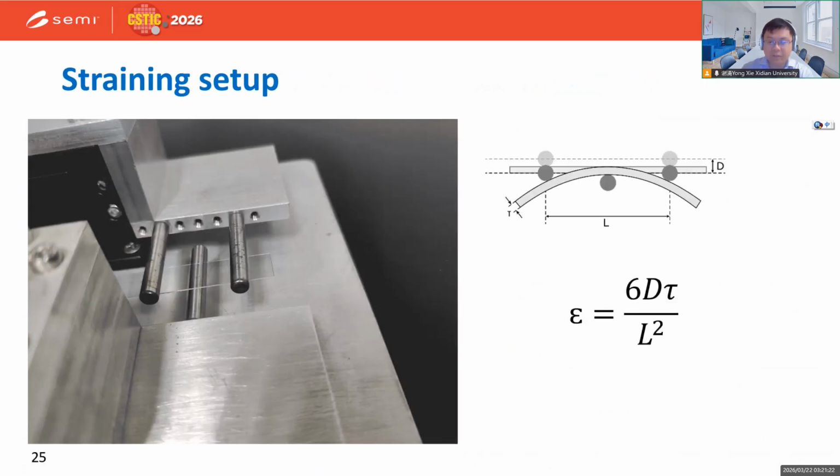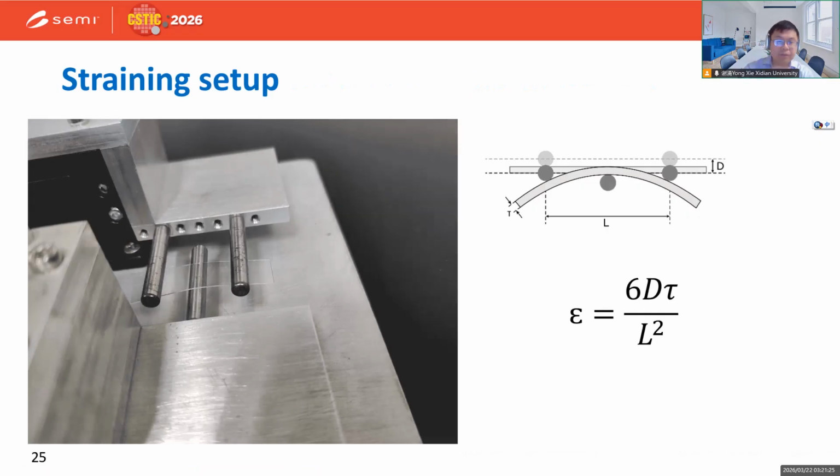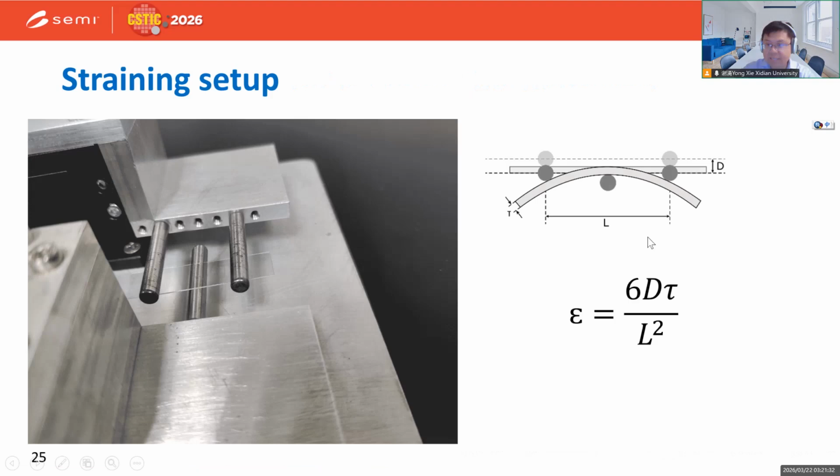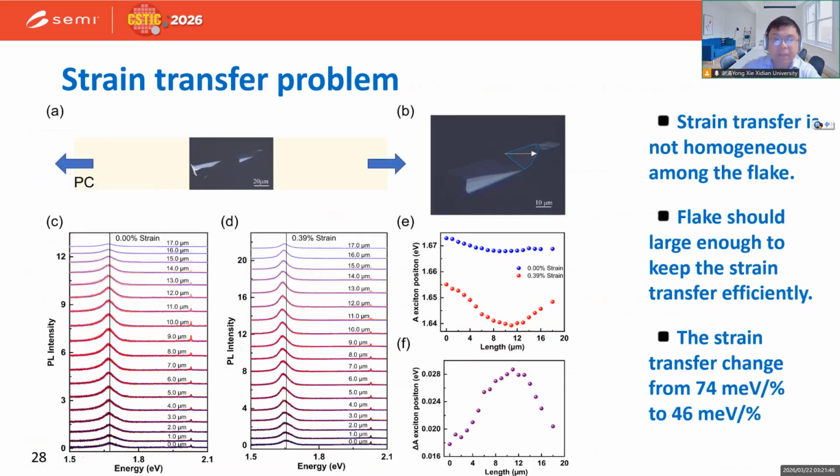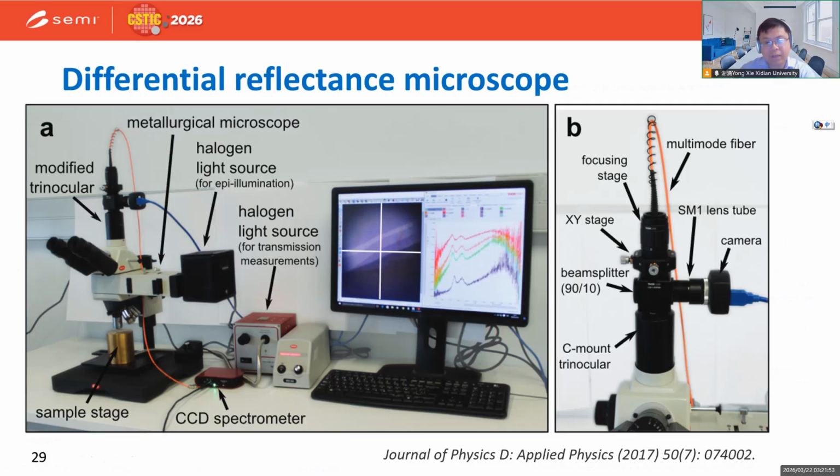ideas first. So we just use this strain setup with 3-point bending or 4-point bending with this rod. It's controlled by a motorized stage. I will show later. You can calculate your strain level simply by this equation. So with this simple 3-point bending method, we can do lots of tests already, like testing the homogeneity and testing the strain transfer.